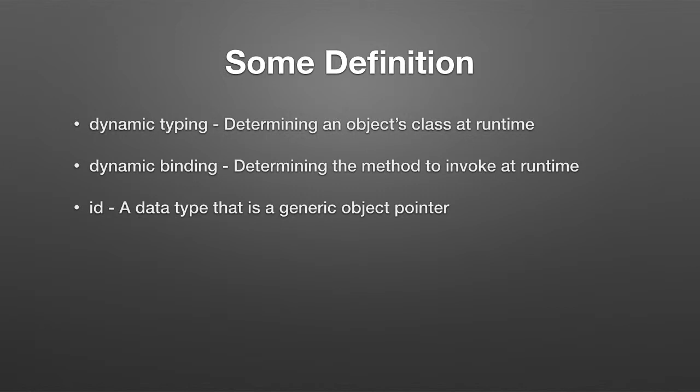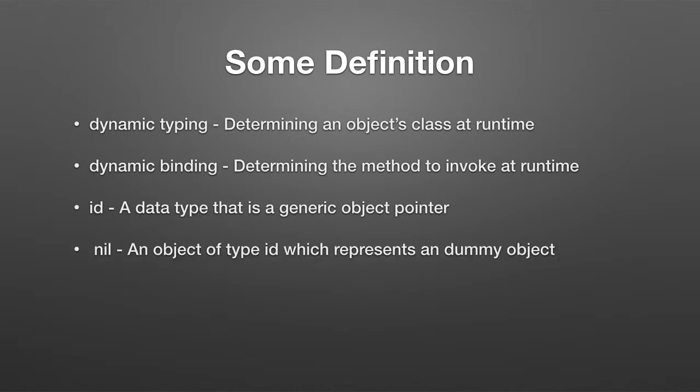Now there's a type, ID, which is a generic object pointer. Obviously, if you define an object pointer as type ID, you don't know the class. And that's another reason for dynamic typing, followed by dynamic binding.